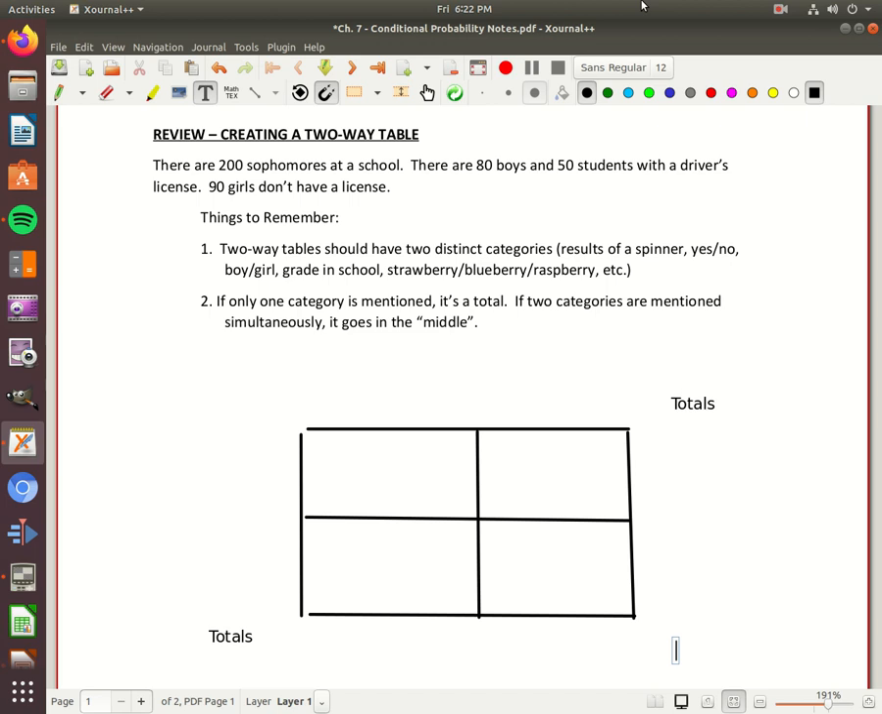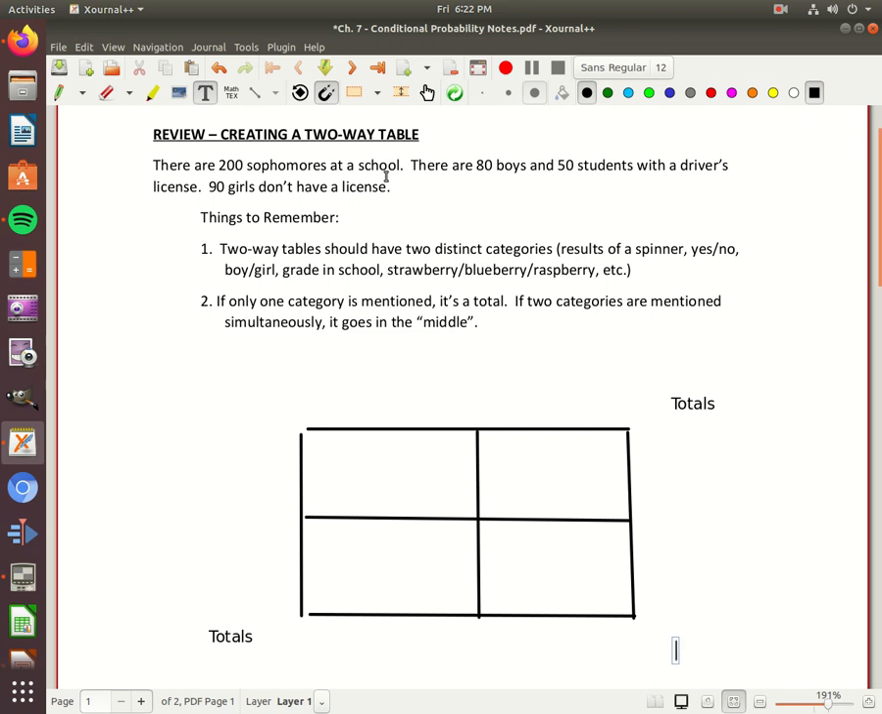To make a quick tutorial video on how to create a two-way table. At this point, you guys should have dealt with Venn diagrams and made some Venn diagrams, and you should have dealt with two-way tables, but probably not created your own two-way table. So I want to talk about how you can create a two-way table. We're going to start with this problem right here.